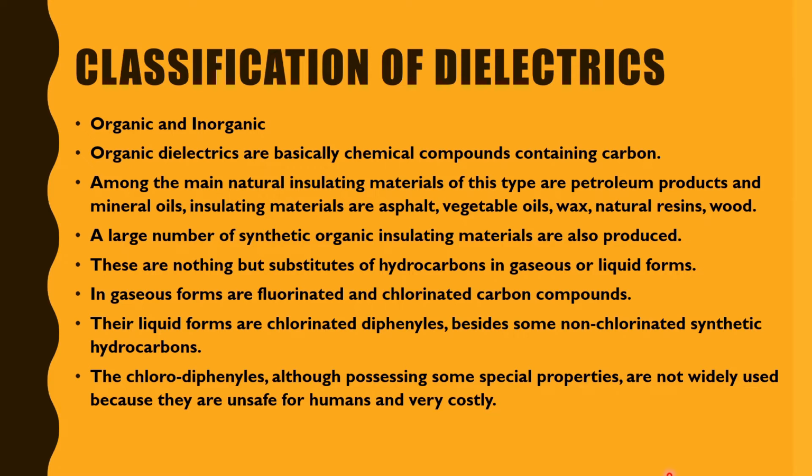Fourth point is that a large number of synthetic organic insulating materials are also produced. These are nothing but substitutes of hydrocarbons in gaseous or liquid forms. In gaseous forms are fluorinated and chlorinated carbon compounds. The liquid forms are chlorinated diphenyls. Besides, some of them are non-chlorinated synthetic hydrocarbons. The chlorodiphenyls, although possessing some special properties, are not widely used because they are unsafe for humans and very costly.